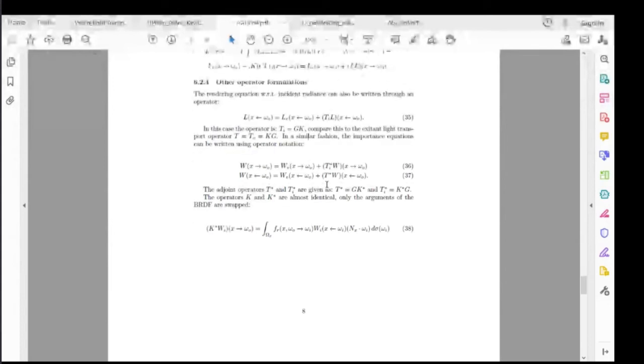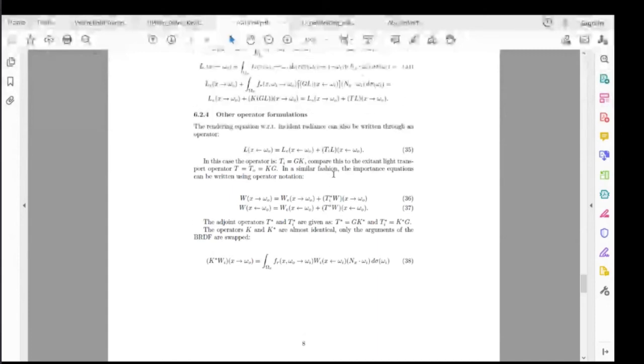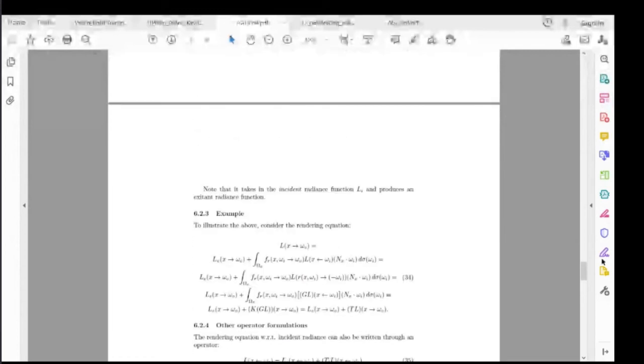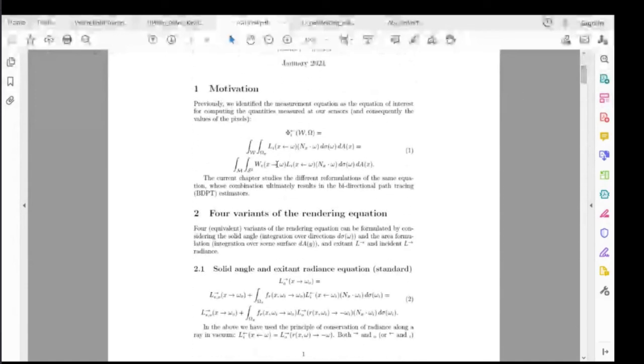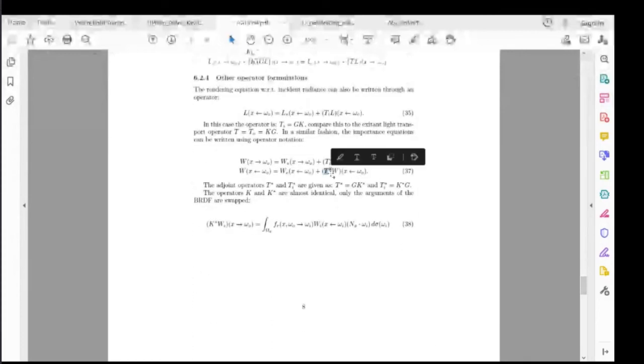Then if you also want to write the importance equations in terms of operator notation, it turns out that for the exitant importance, you get the adjoint of the incident radiance operator, and for the incident importance equation, you get the adjoint of the exitant operator for radiance. That's why you need the opposite directions here, this and this. And this is reflected in the operators that you get. So you have a correspondence of adjoint transport operator for incident importance to exitant radiance, and vice versa for the incident and the exitant radiance and importance.